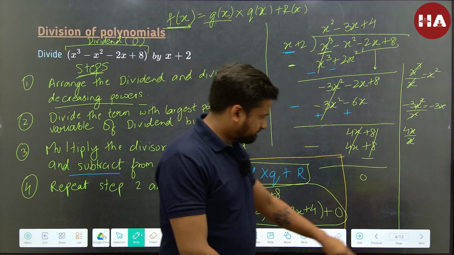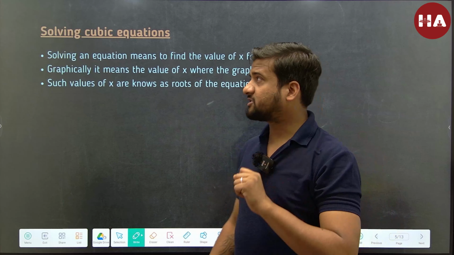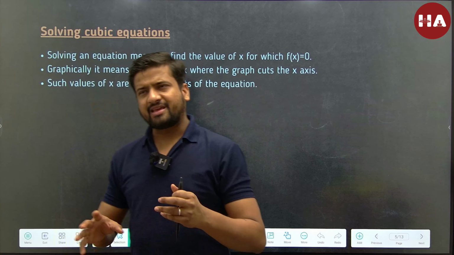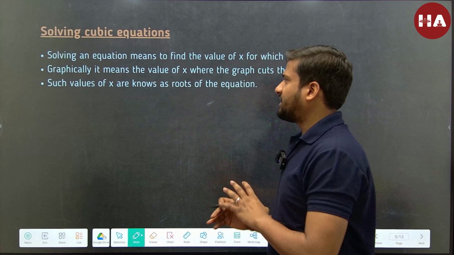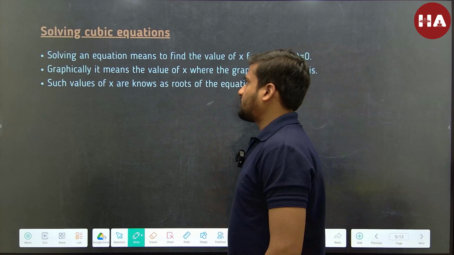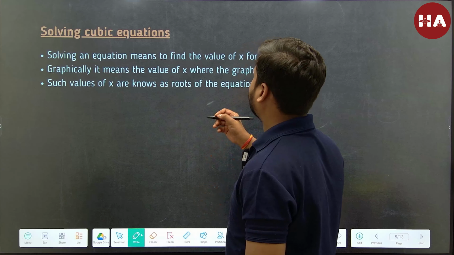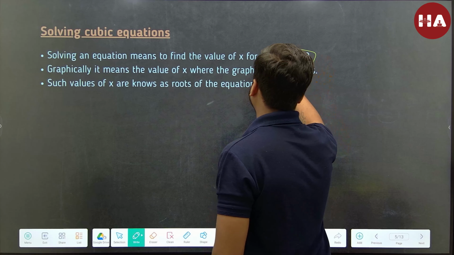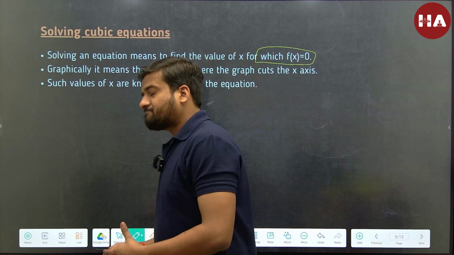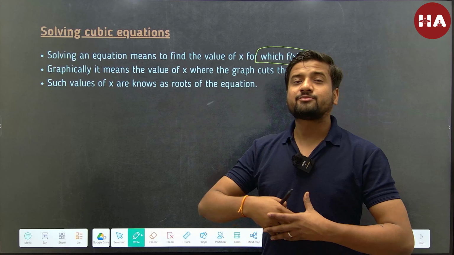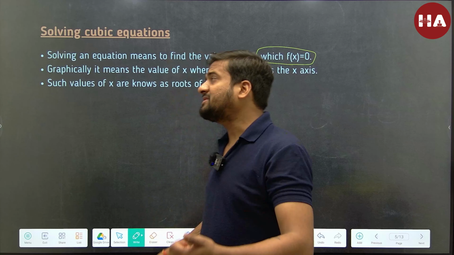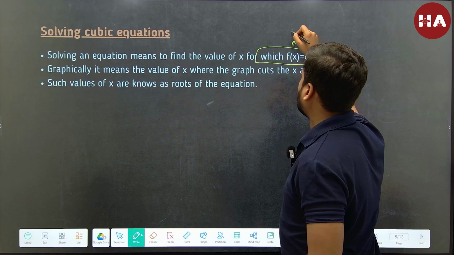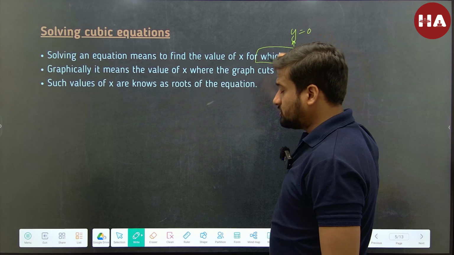Moving on to the next topic, that is solving a cubic equation. Now there are some points written here, let's read them first. Solving an equation means to find the value of x for which f(x) equals 0. When I'm solving an equation, I'm finding the values of x for which f(x), or I can say y, is equal to 0.